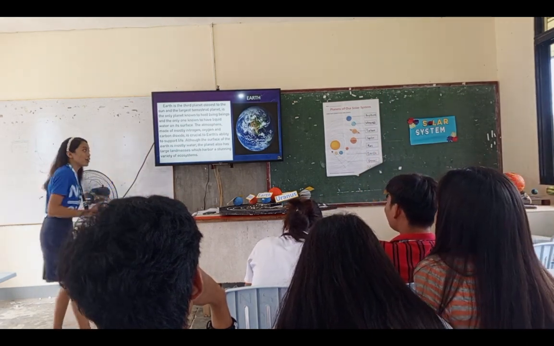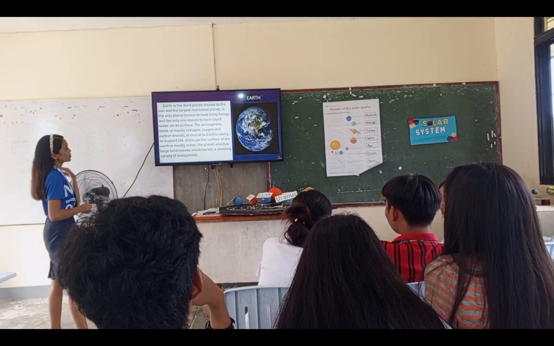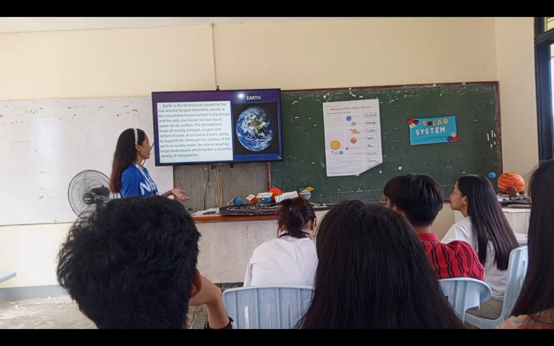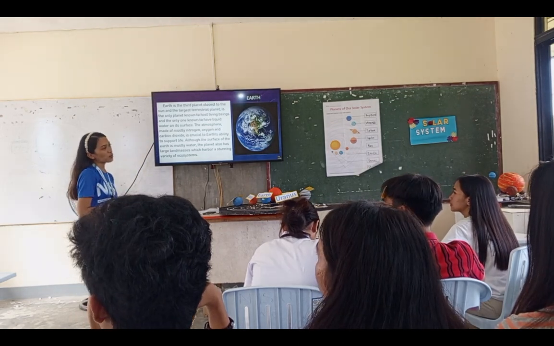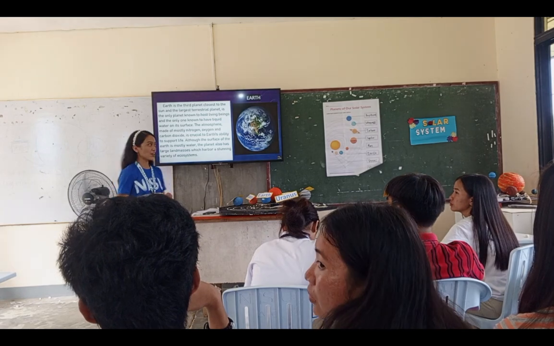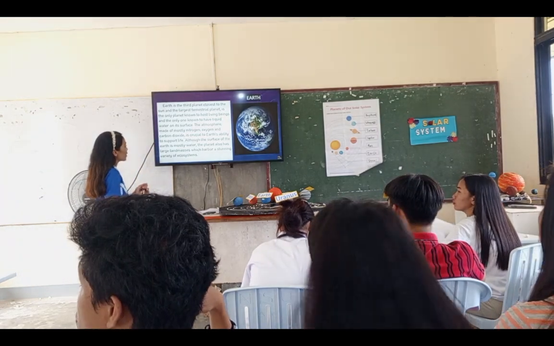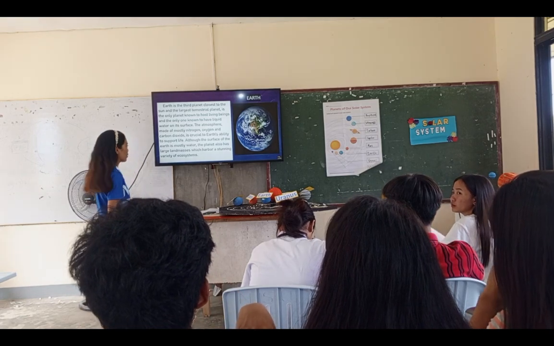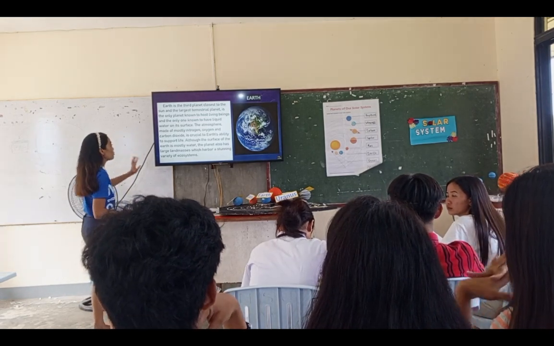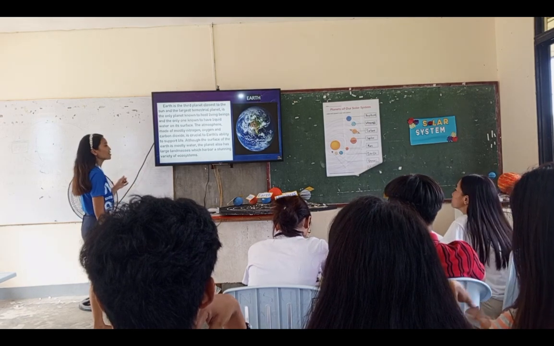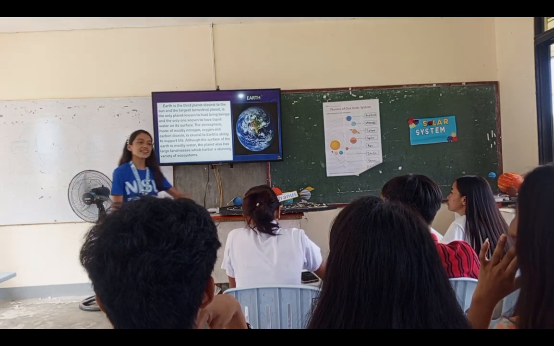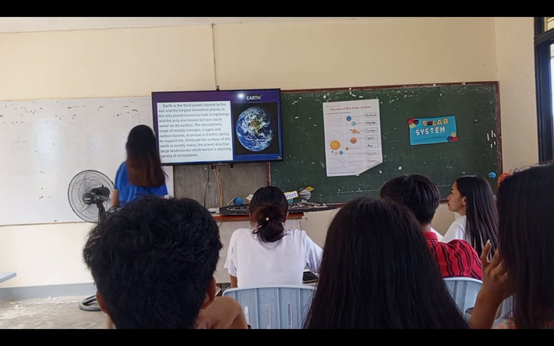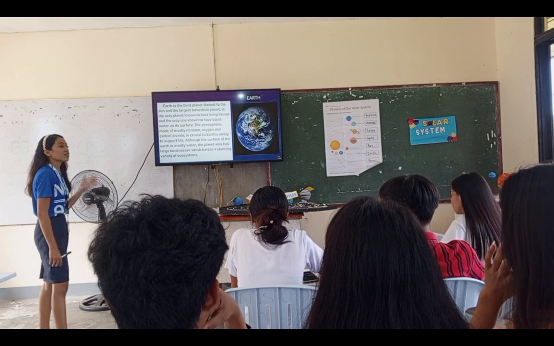So, Earth is the third planet closest to the sun. And it is where we are living. And there's a reason why we are able to live on planet Earth. It is because planet Earth is known to have liquid water on its surface, and it is mostly made up of nitrogen, oxygen, and carbon dioxide, which we people need in order to survive. Okay? And that's all about Earth.